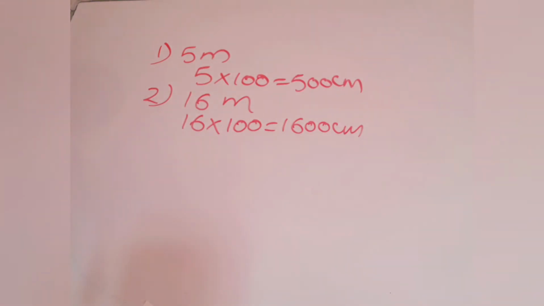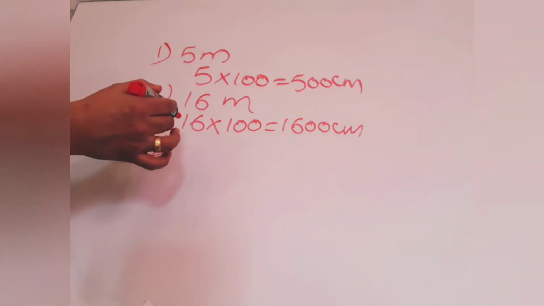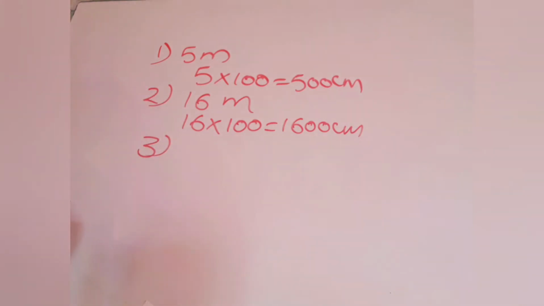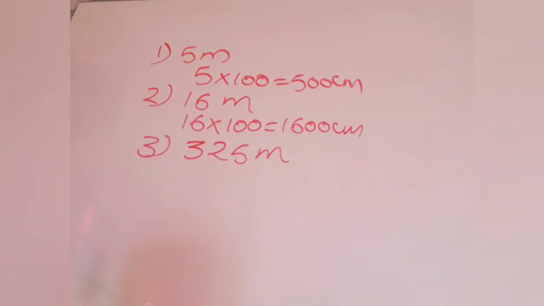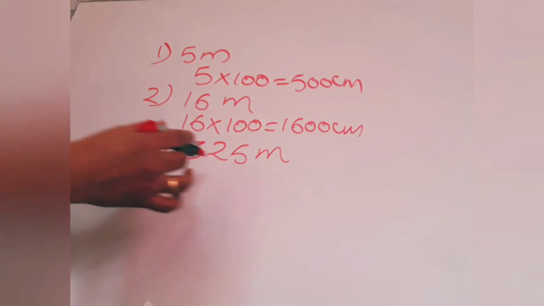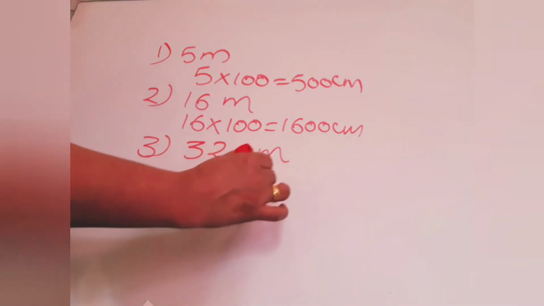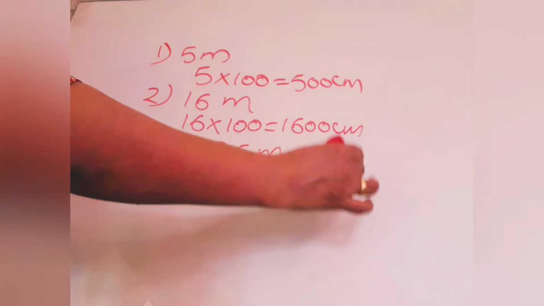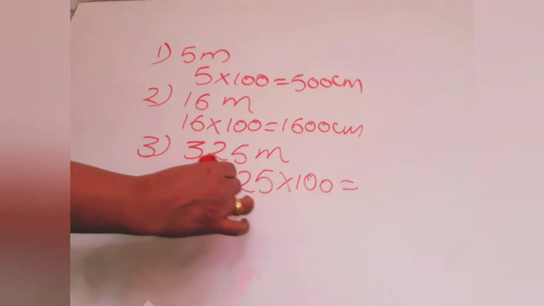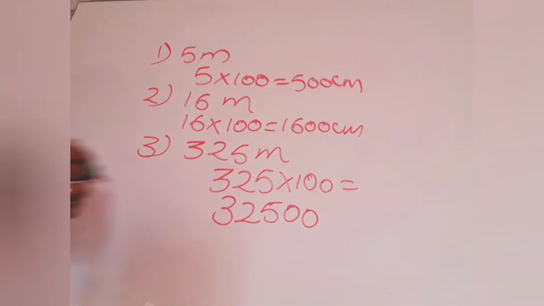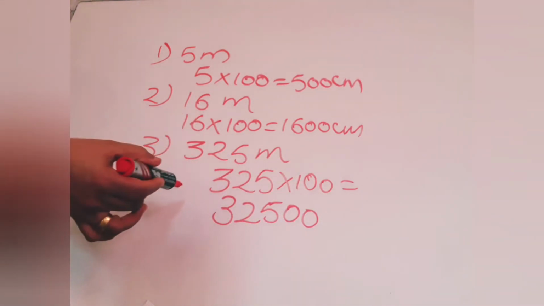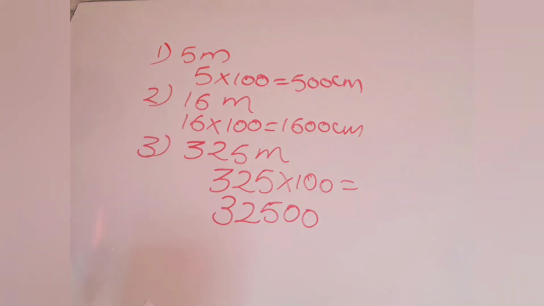1600 centimeter. Now you will not get more than 2 digits because in 3rd standard you are learning maximum 4 digit numbers. Suppose you get a 3 digit number like this, 325 meter convert into centimeter. That time you have to do 325 into 100. But what will you get? You will get 32,500. This won't be asked like this because you have learned only up to 4 digit numbers.